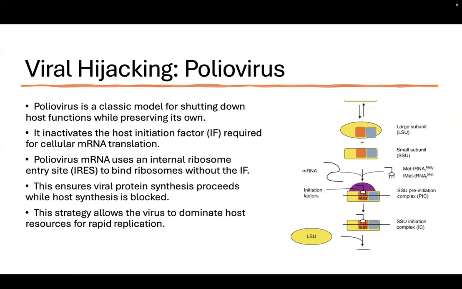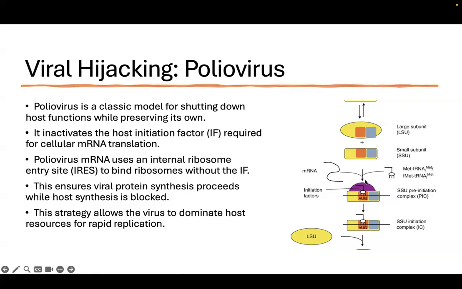Let me give you an example of how viruses are able to do that. Polioviruses love to do this. What polioviruses do is they come in and sequester or inactivate the host initiation factor. Most probably you have learned this before in some other class. It's a factor that starts the whole translation. It binds to your mRNA along with your ribosomes, and it starts the whole process of translation. It's needed. Without your initiation factor, translation cannot occur.